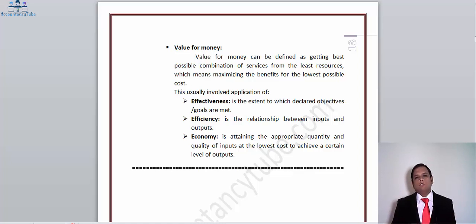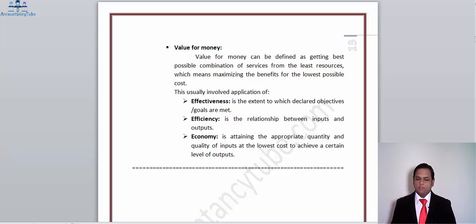Then we've got efficiency, which is the relationship between inputs and outputs. It involves getting most things done with the least input of resources, getting the most products out with the least input of resources. That is efficiency. It's like the dedicated time for an assignment was, for example, 10 hours, and you have completed the same assignment with the same required quality in 6 hours. So we have an efficiency of 4 hours over here, from 10 to 6.